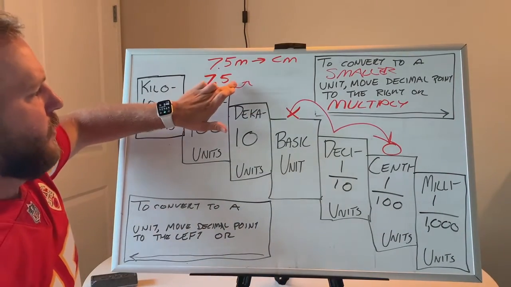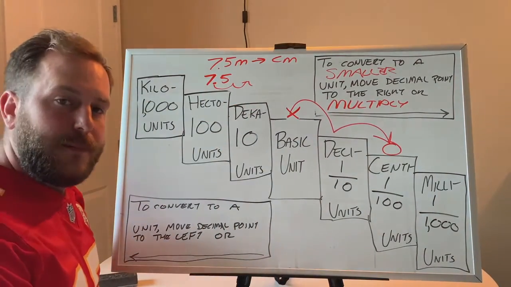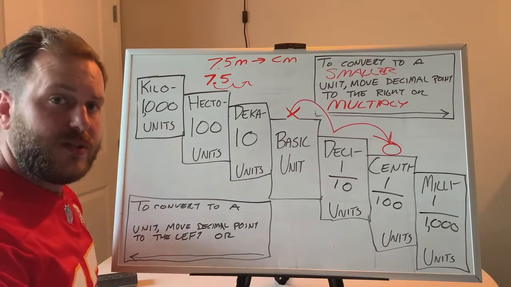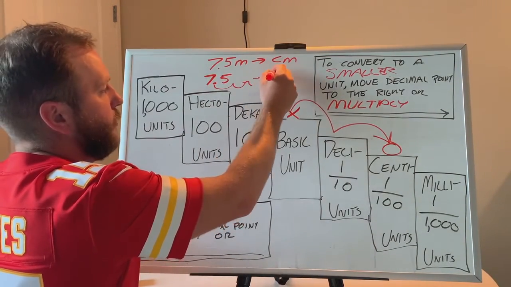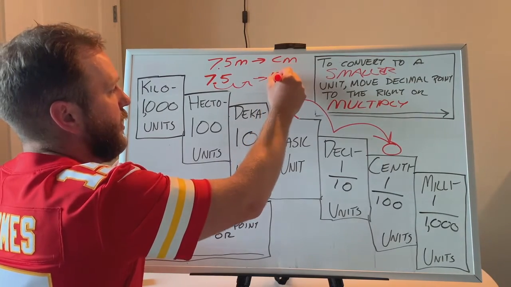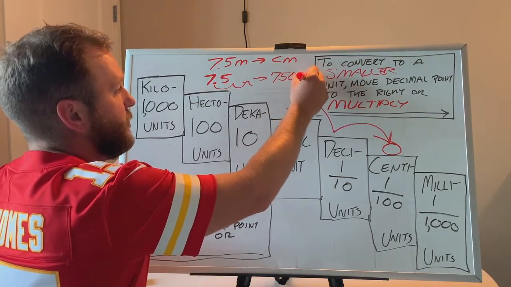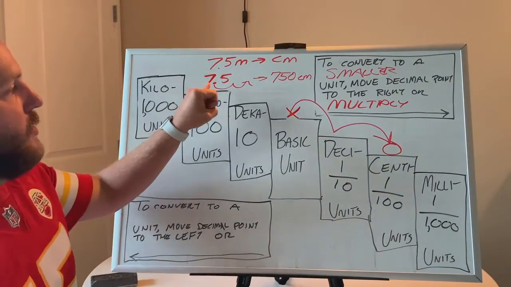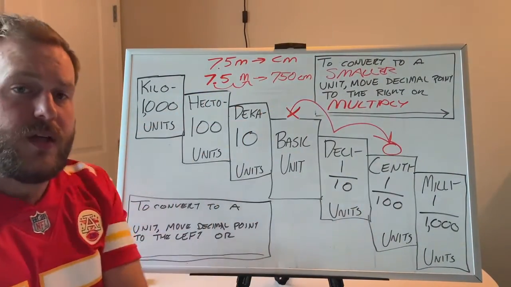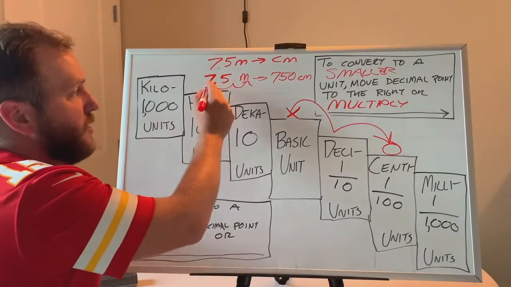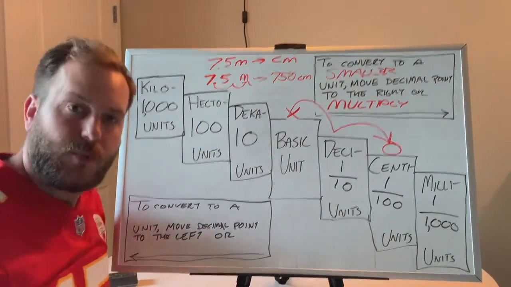Now, you'll see that we have a blank here, and what that means is that if there's a blank, we need to put a 0 there. So 7.5 meters would become 750 centimeters. All right, so we went from the larger unit of meters to the smaller unit of centimeters. So we moved the decimal place 1, 2 to the right.